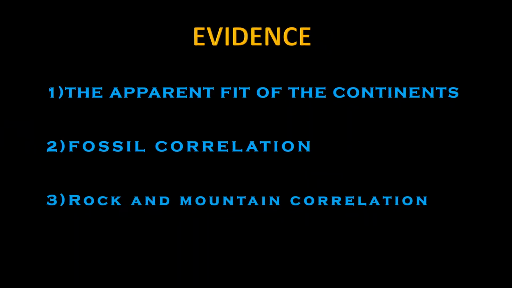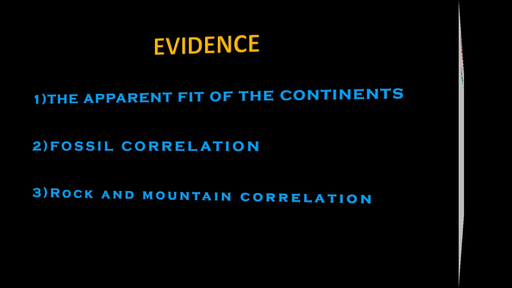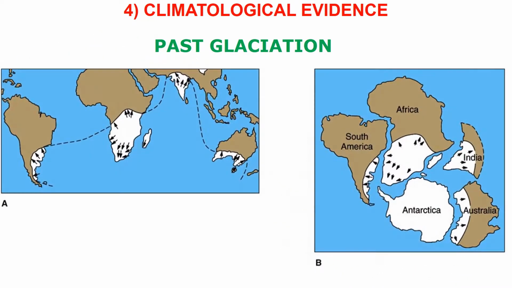Climatological evidence. Some of the most telling climatological evidence comes from the continents of South America, Africa, India, and Australia. All of these continents show evidence of past glaciation. These continents are presently not in cold climates, therefore they must have been in a colder climate in the past, and the continents later moved to the positions they are in today.